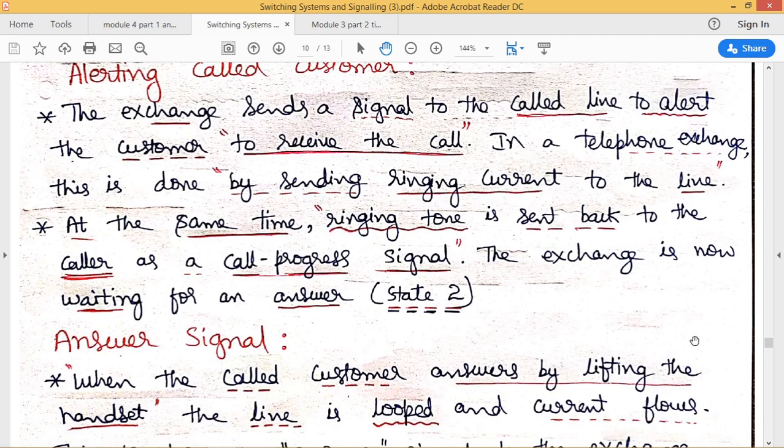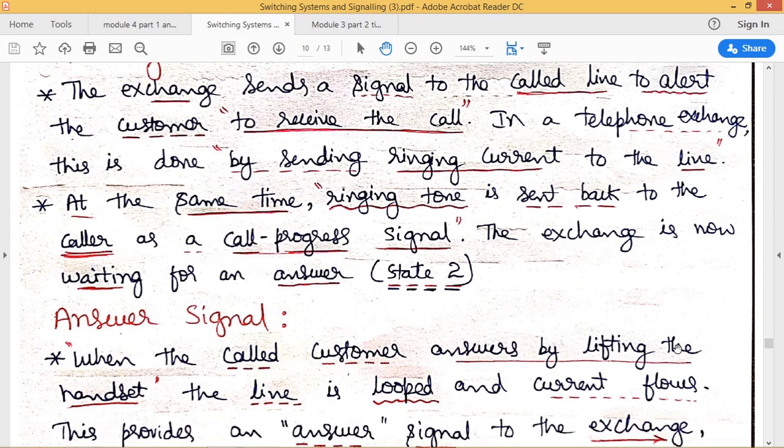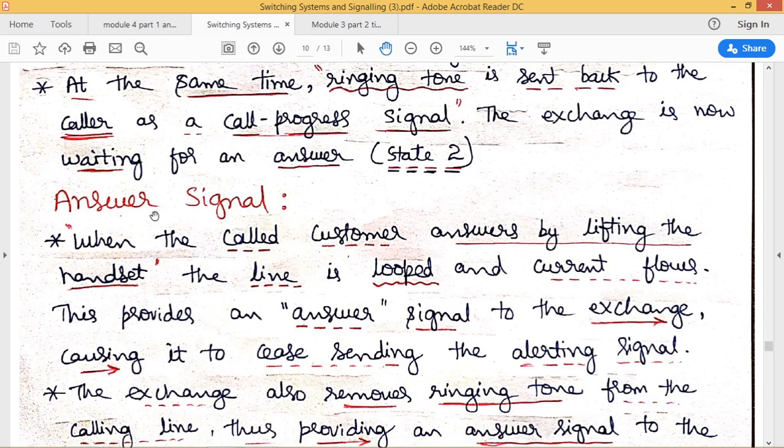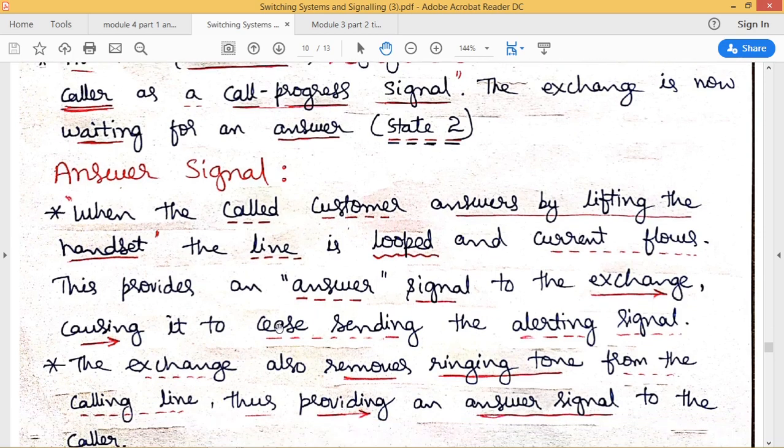Once the receiver or the called person has received his telephone handset, now the exchange sends the answer signal. So when the called customer answers by lifting the handset, the line is looped and current flows. This provides an answer signal to the exchange, causing it to cease sending.